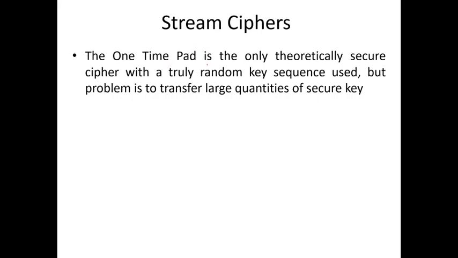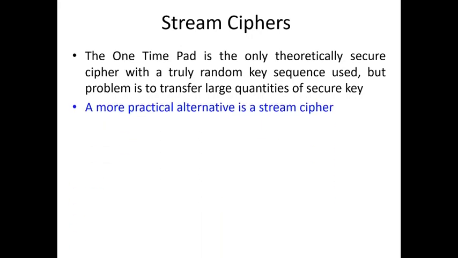We know till now the one-time pad is the only theoretically secure cipher with a truly random key sequence used. But this is not used practically because how do I transmit such large quantities of secure key? You are going to use a truly random number generator to generate the key, but how do you share that key with the receiver? How do you transmit that key securely? That's the big issue with usage of the one-time pad. That's why it's not used commonly.